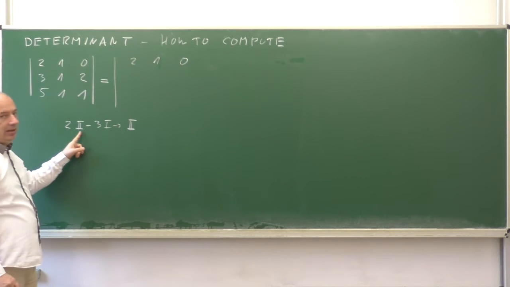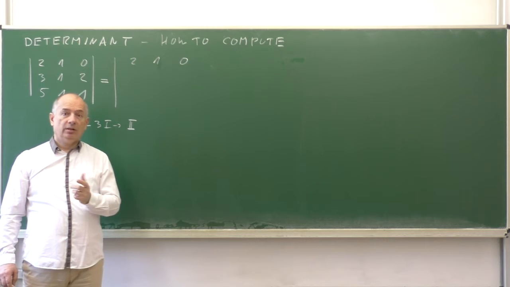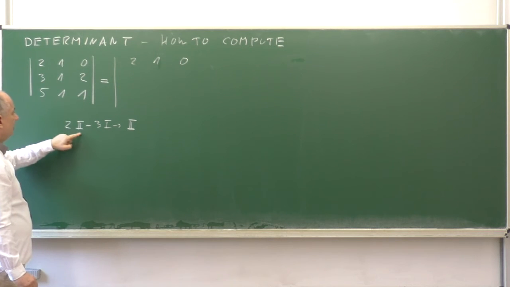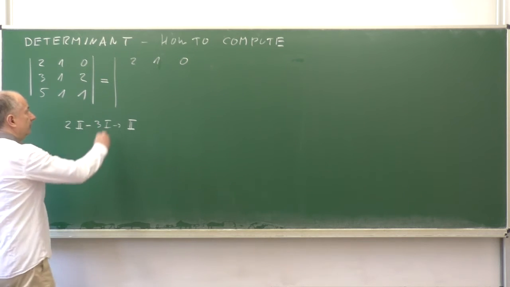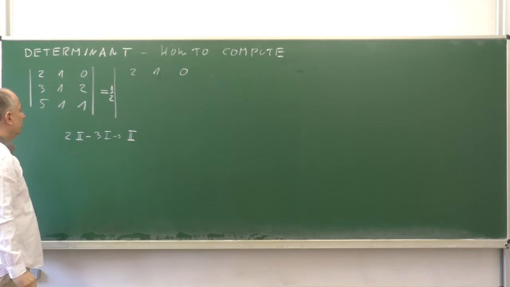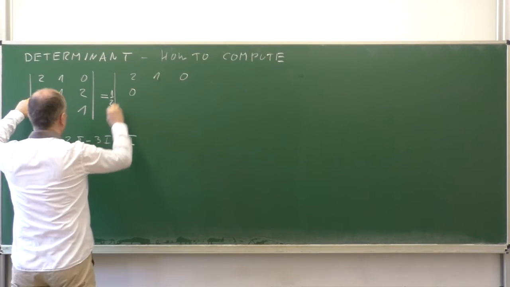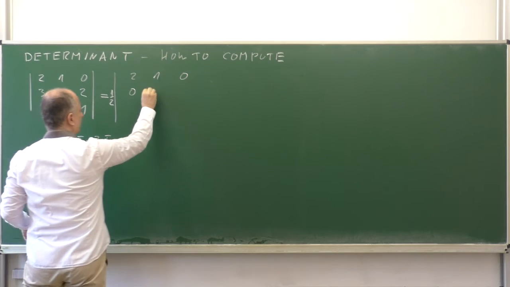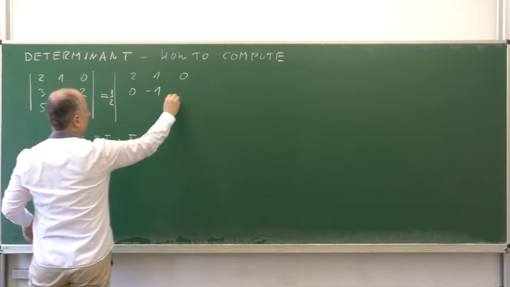But multiplying one row changes the determinant by this factor. So if you take the second row and you multiply by 2, the determinant will be 2 times higher. So we must divide by 2. And then we can perform this operation. 6 minus 6 is 0. And then 2 minus 3 is minus 1. And then 4 minus 0 is 4.